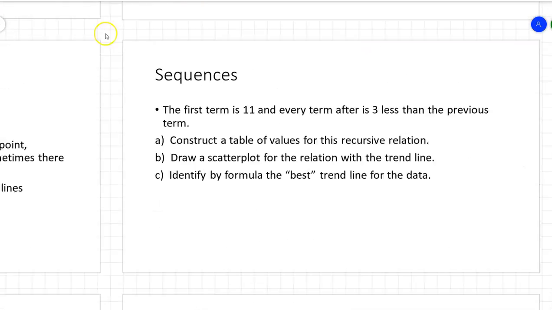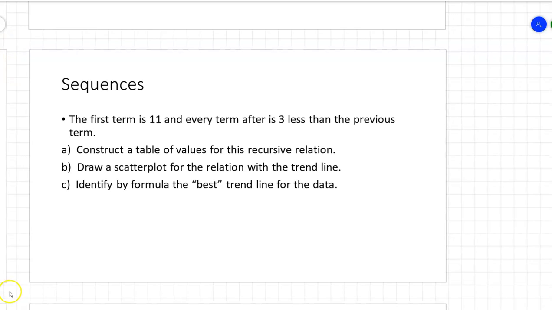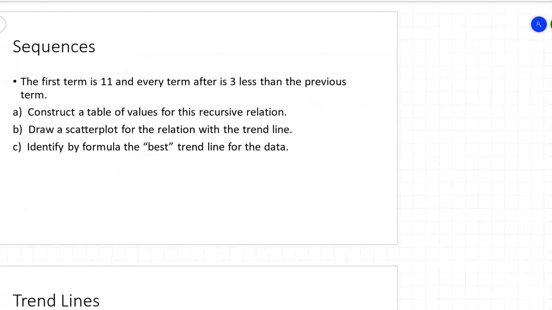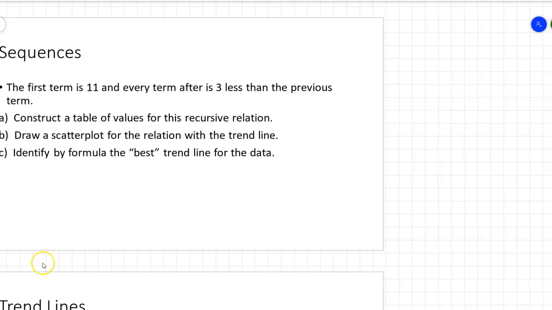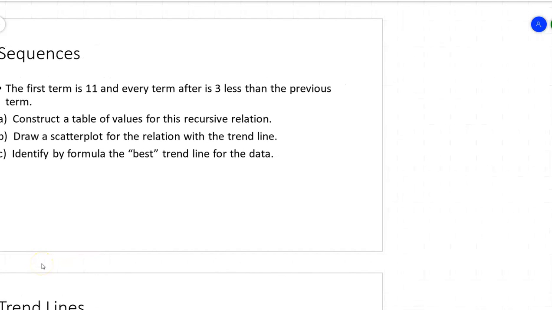All right, so we'll look a little bit at sequences, and then we'll come back to the idea of those scatter plots. So suppose I have a sequence whose first term is 11. Every term after that is 3 less than the previous term. So what if we made ourselves a little table of what the first few terms look like? I'm going to call this term number n, and my term itself will be a sub n. So term number 1 we said was 11. Every term after it is 3 less than the previous term.